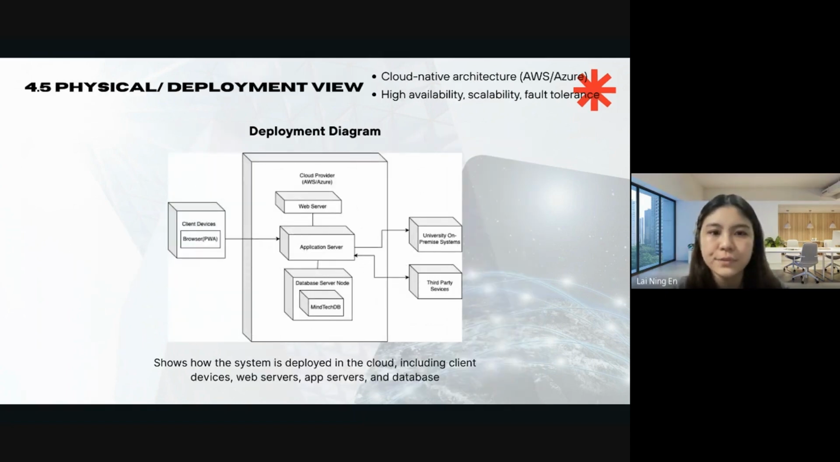And the last view is the physical deployment view, which is a cloud-native architecture with high availability, scalability, and fault tolerance. This deployment diagram shows how the system is deployed in the cloud, including client devices, web servers, app servers, and the database.